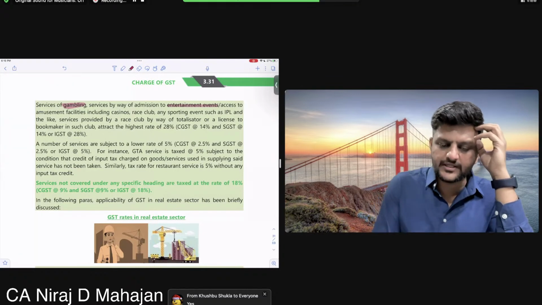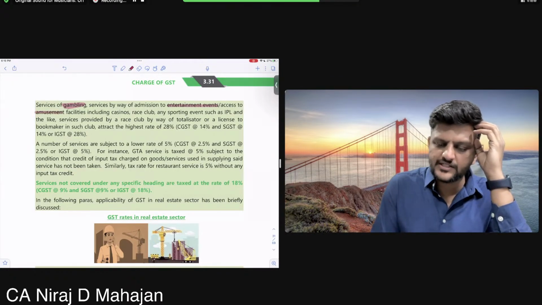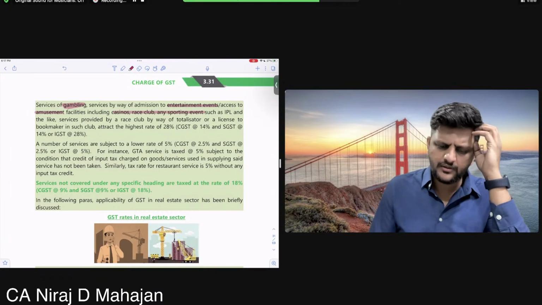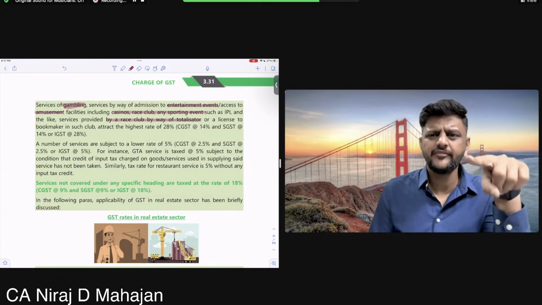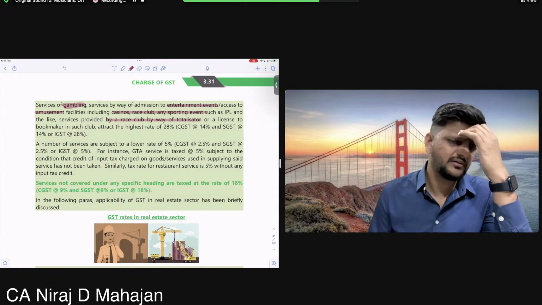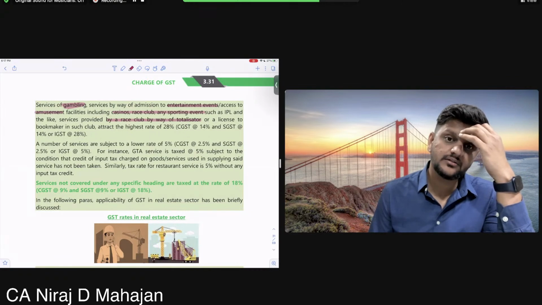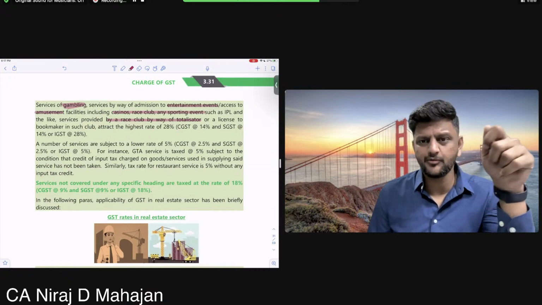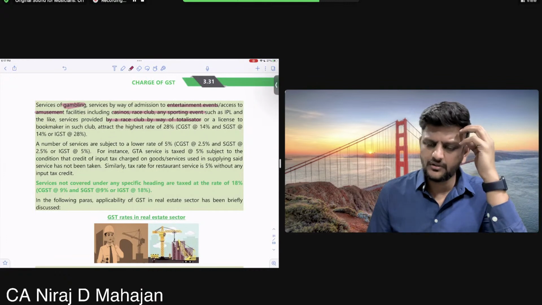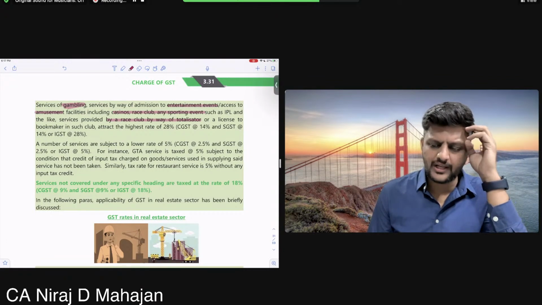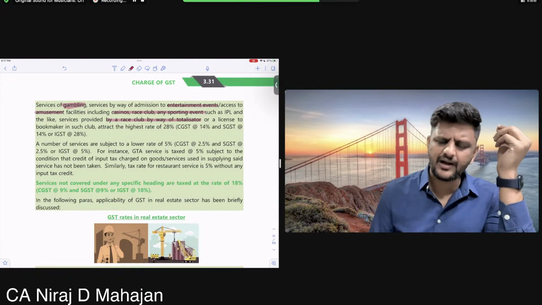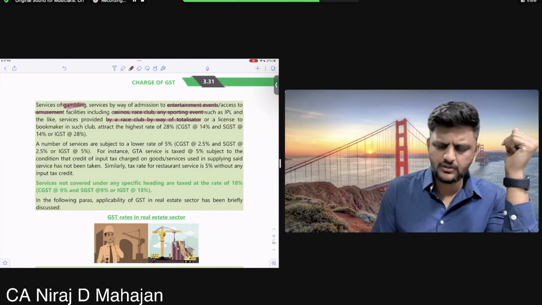Access to amusement facilities like casino, race club, or any sporting event such as IPL. Service provided by a race club by way of totalizator. Remember that we had discussed that in the TDS chapter, I think, the totalizator: how many bets are put, winning, losing, and all of that. Or a license to the bookmaker in such a club attracts the highest rate of tax of 28%.